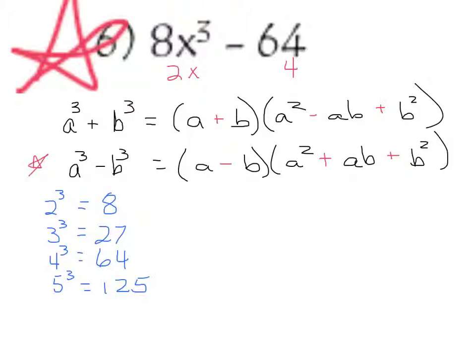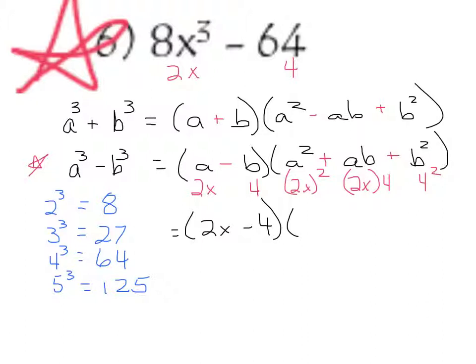So all we do is write 2x and 4. So everywhere there's an A, you write a 2x, and everywhere there's a B, you write the 4. So let's go ahead and write that correctly. We have 2x minus 4 times 2x squared is going to be 4x squared plus 2x times 4 is 8x plus 4 squared is 16.